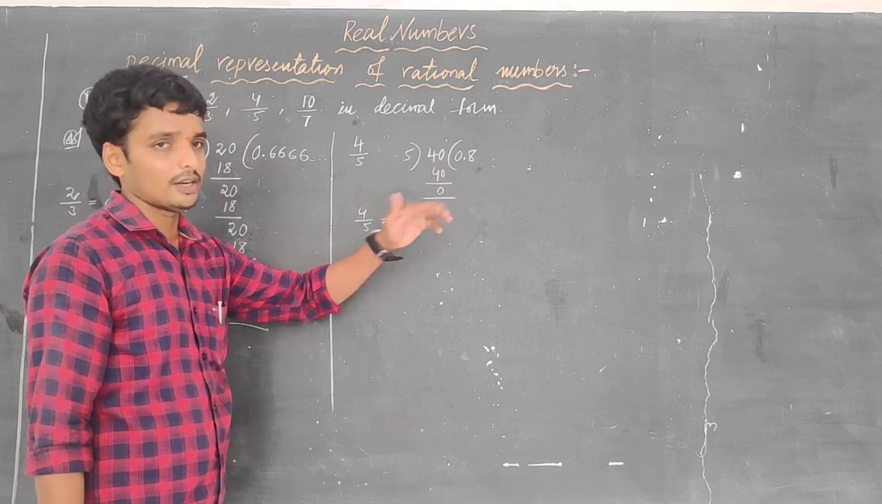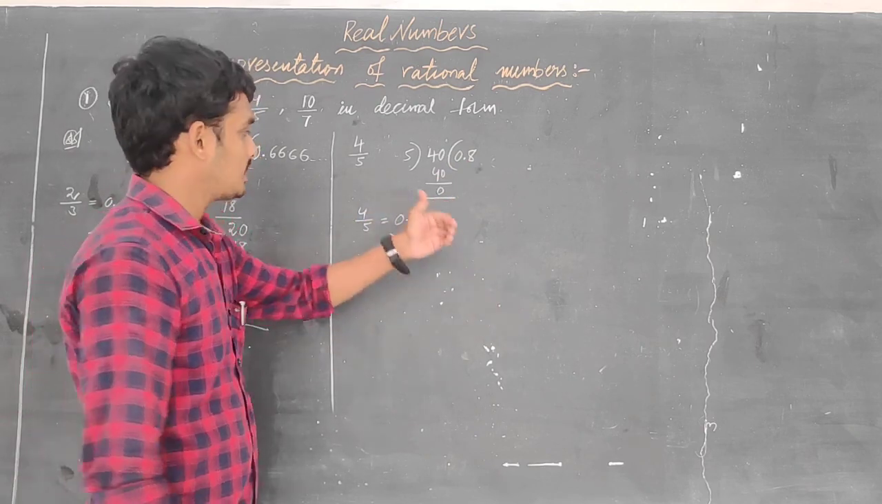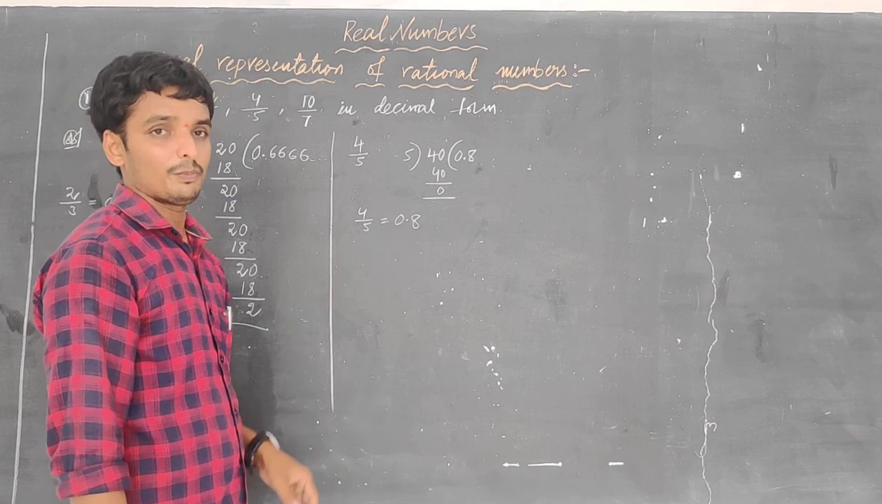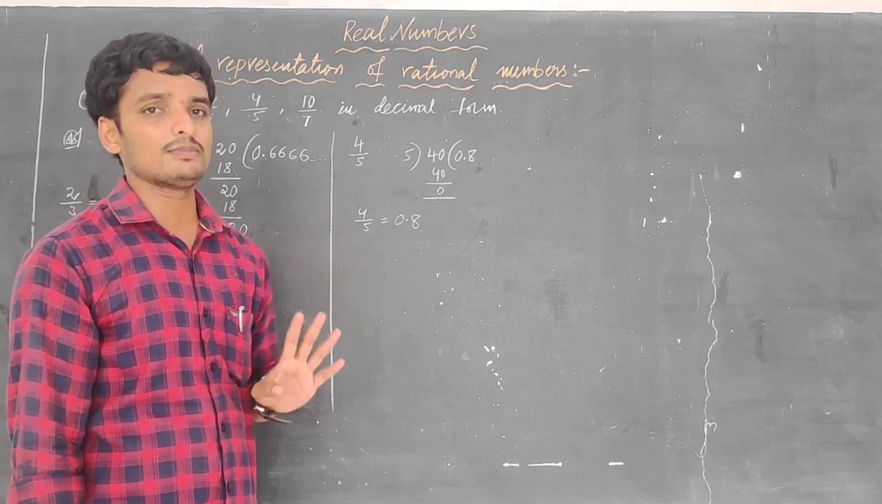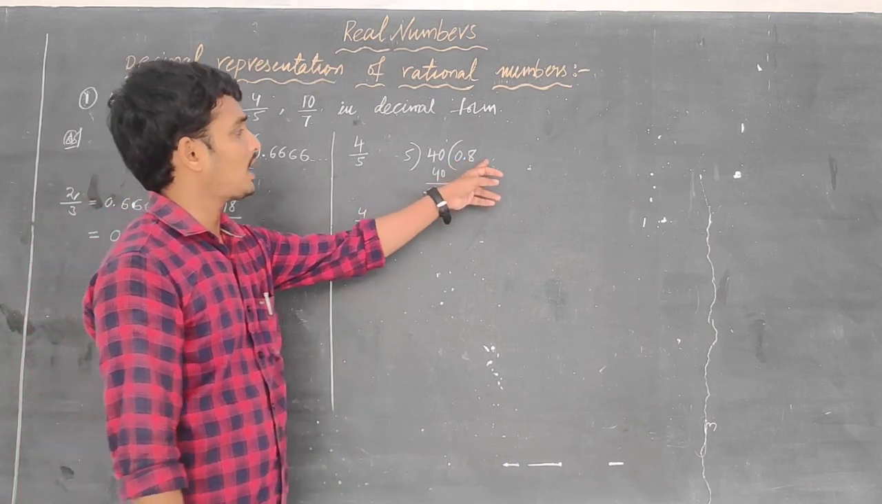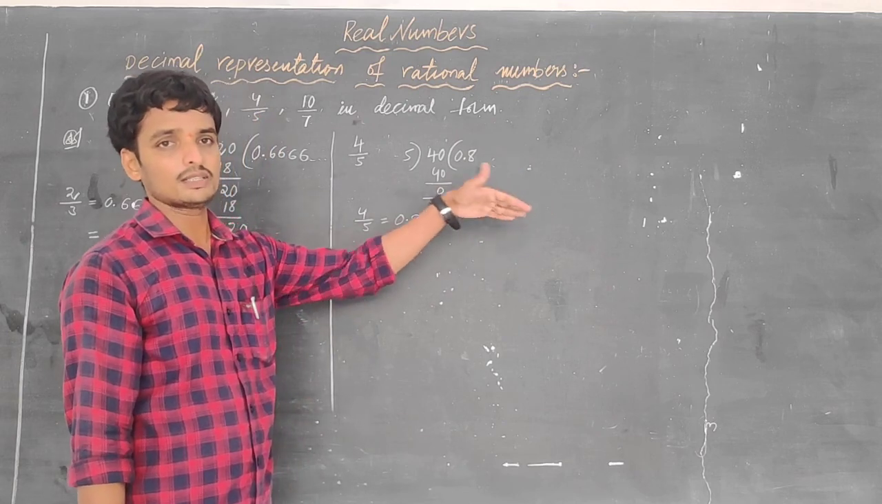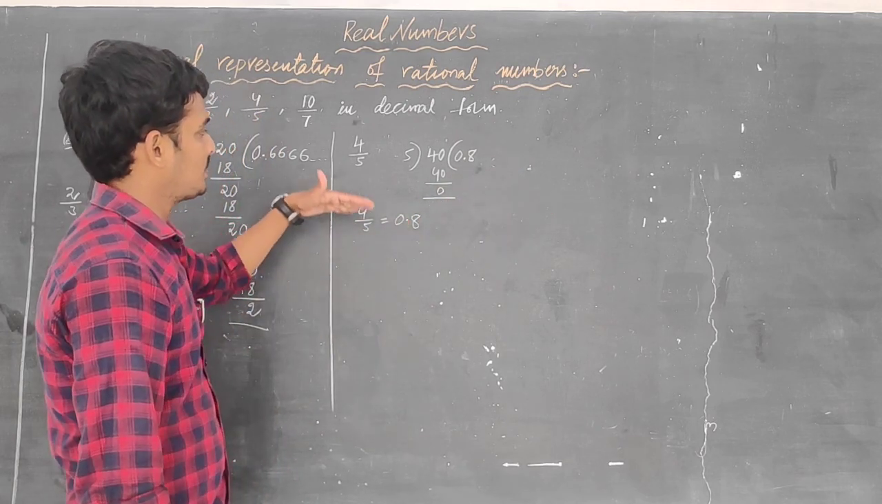Does it stop here, or is it continuous? It is not continuous. That's why 4/5 is equal to 0.8, a terminating decimal. There is no other digit after 8. That's why this is the decimal representation of 4/5.